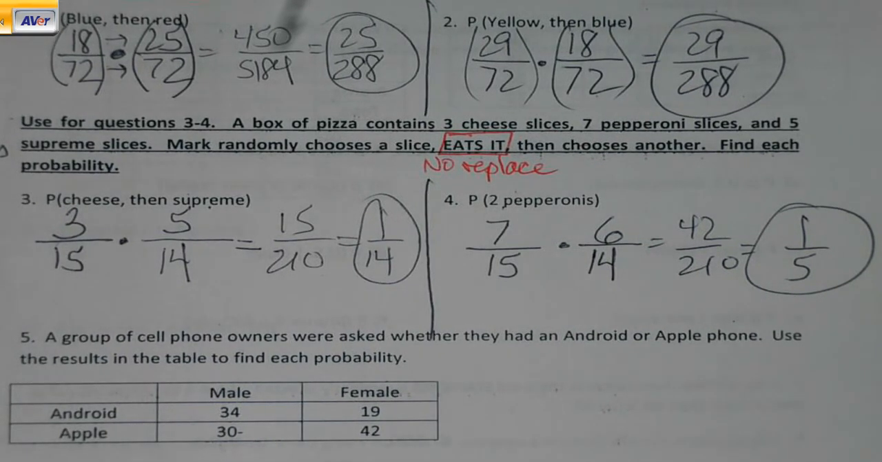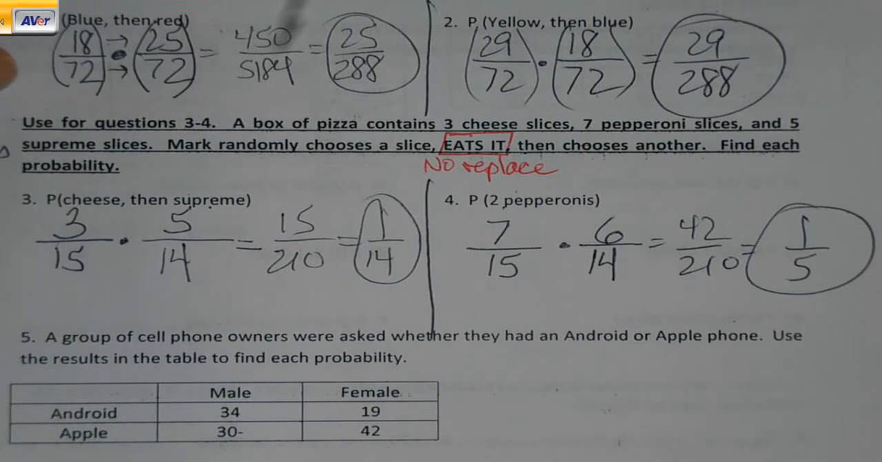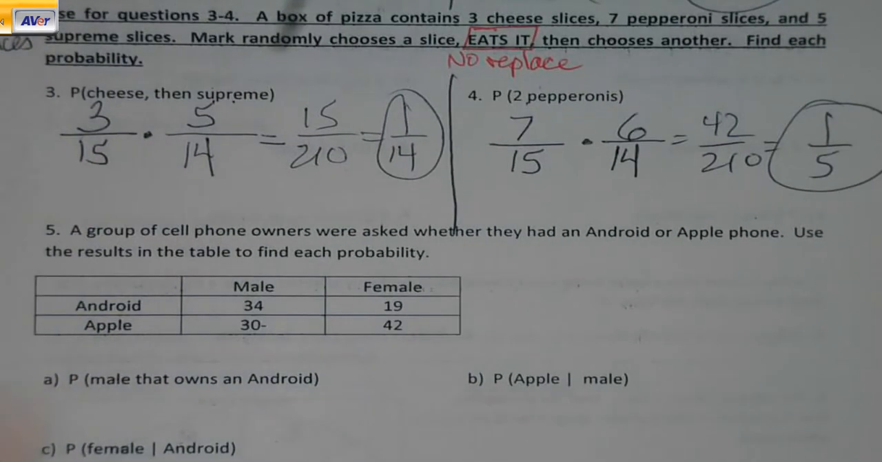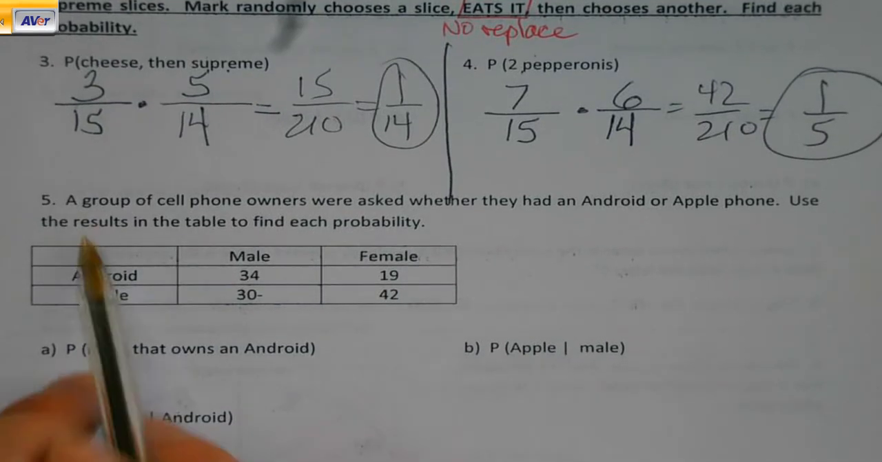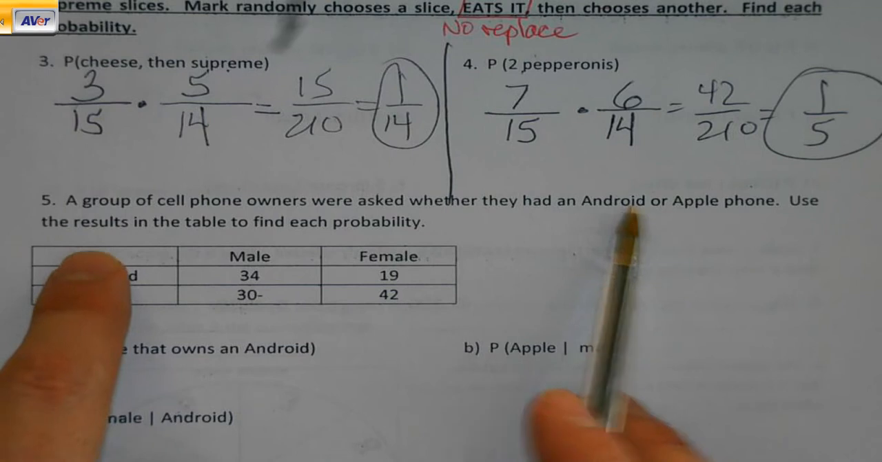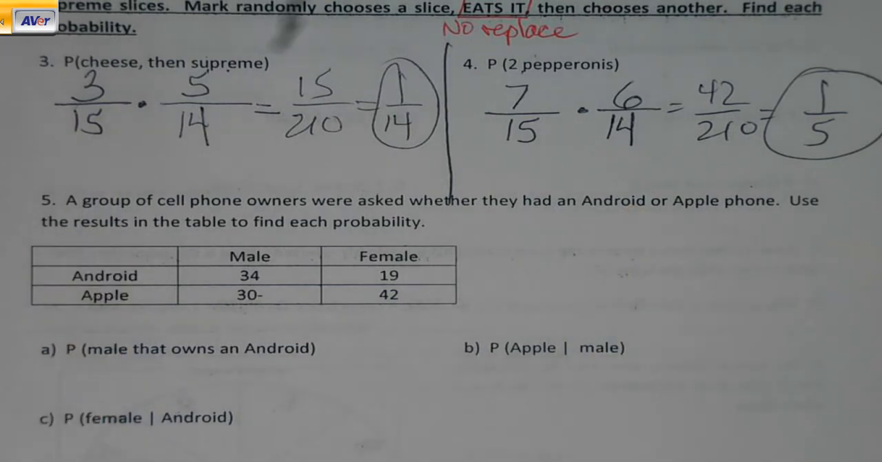Okay, so again, that's our basic, our theoretical probability. That's all there is to it. Most of the rest of these are going to have to do with some of the tables and things we were doing with conditional. But again, I still have to pay attention. A group of cell phone owners were asked whether they had an Android or an Apple phone. Use the results of the table to find the probability.